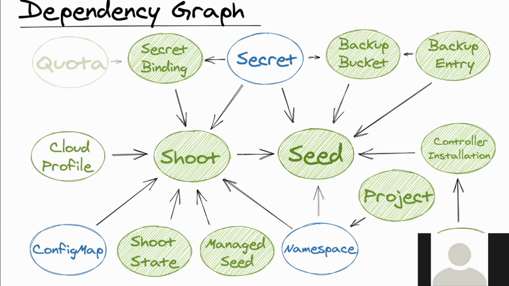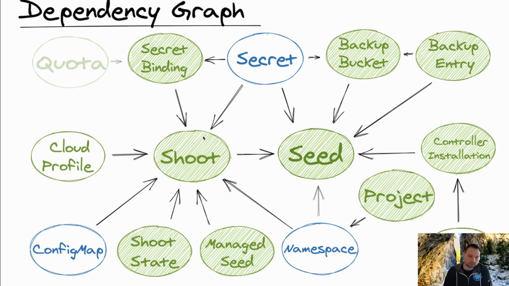This is Tuyan speaking. I was wondering, how do you determine the direction of these arrows? I mean, for example, I understand the case of managed seed to shoot and the shoot to seed. This is basically a direct reference from one resource to another, but I do not fully understand, for example, namespace to shoot or secret binding to shoot. Why is the direction to the shoot and not vice versa?